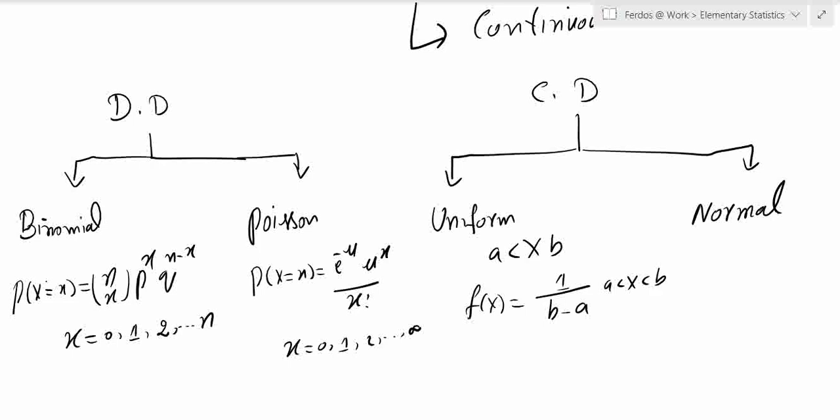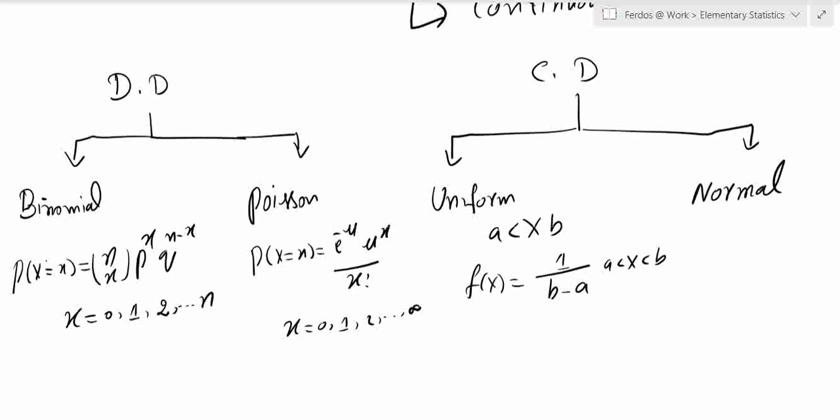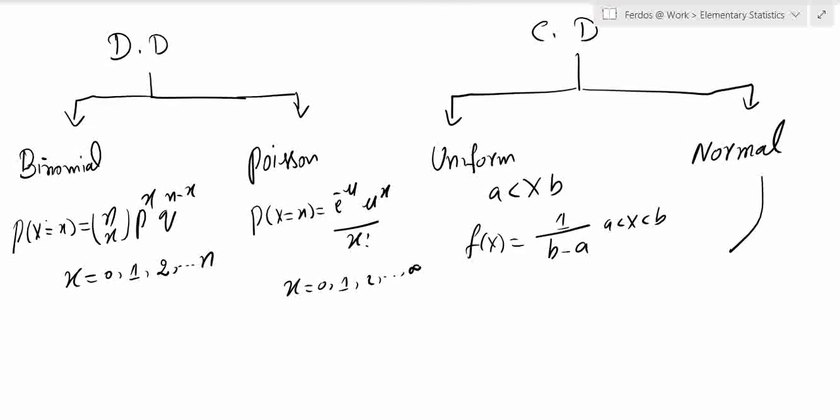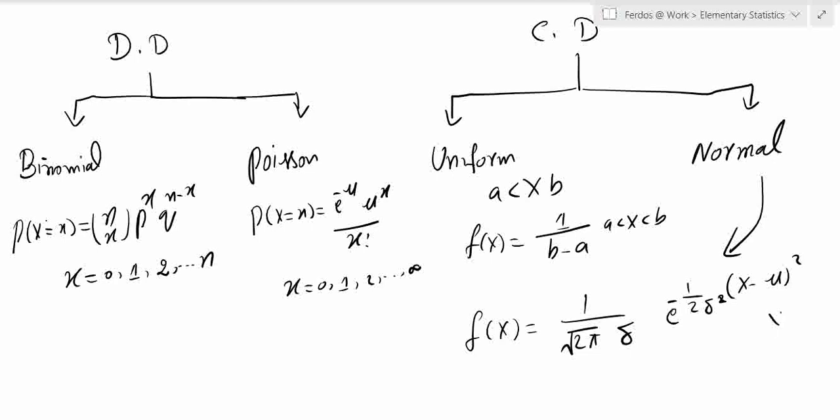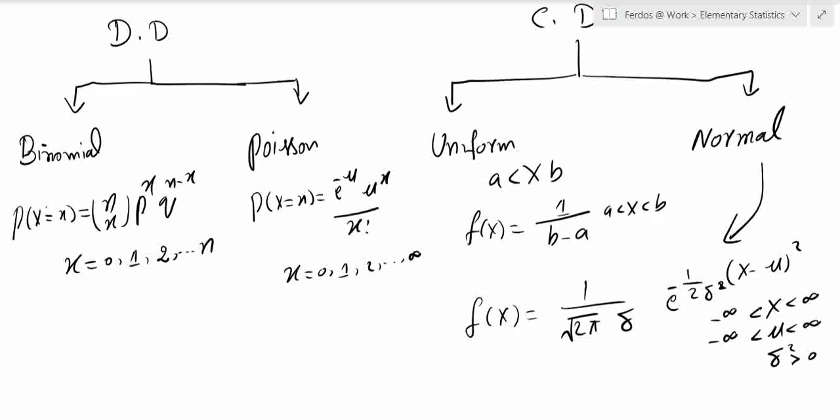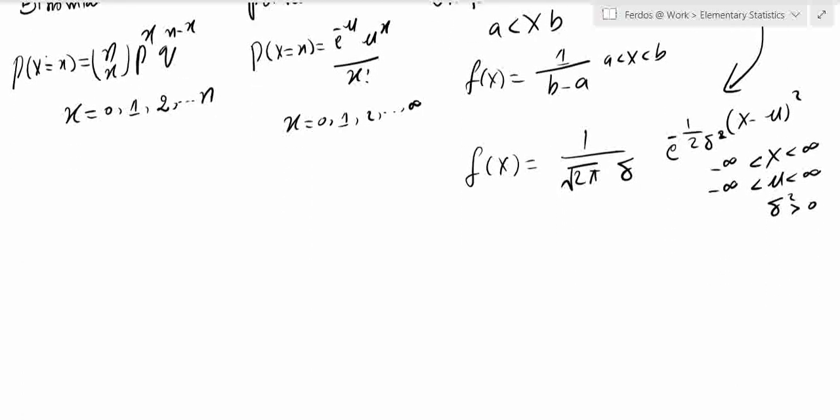Normal distribution I will write below because the space may be less. For normal distribution, the density function is 1 divided by sqrt(2 pi) sigma, e to the power minus 1 divided by 2 sigma square times (x minus mu) whole square. X lies between minus infinity and infinity, and sigma square is greater than 0. So you can use different distributions in different situations. I already discussed these in the lectures.